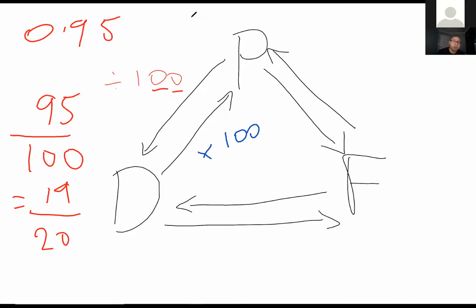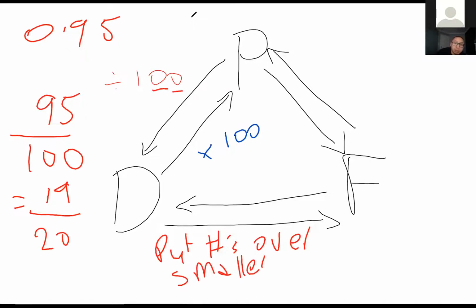Now, are there any questions about how to go from a decimal to a fraction? So the answer to go from a decimal to a fraction is put the numbers over the smallest place value. Oh my goodness, I'm going to run out of room. And then you need to simplify on top of that.